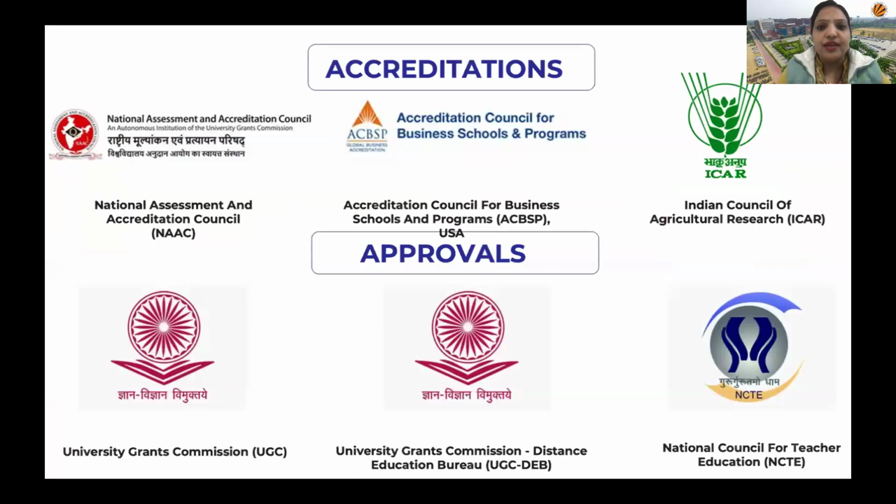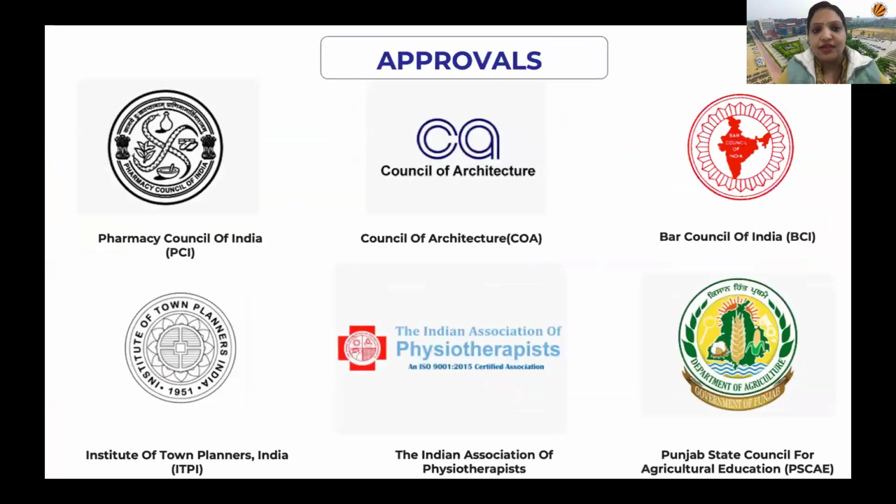Moving ahead with the accreditations and approvals, apart from NAAC, we have ACBSP, we have UGC recommendations, UGC for the Distance Education Bureau, NCTE as well, then Council of Architecture, PCI, BCI, and for the town planners, the Indian Association of Physiotherapists, and the Punjab State Council for Agriculture Education.